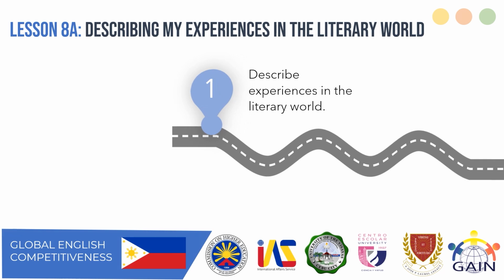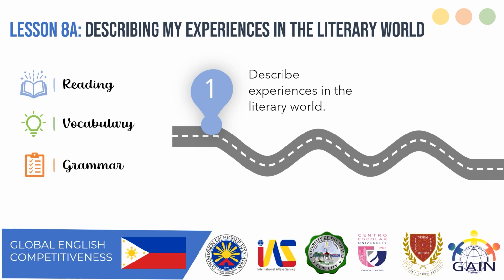And with that, we have covered our first can-do objective, which is to describe experiences in the literary world. In this lesson, we read different passages on people's literary experiences and tested your reading comprehension. We also worked on your vocabulary, focusing on describing experiences when reading literature. And we learned about narrative tenses, specifically the past simple tense.